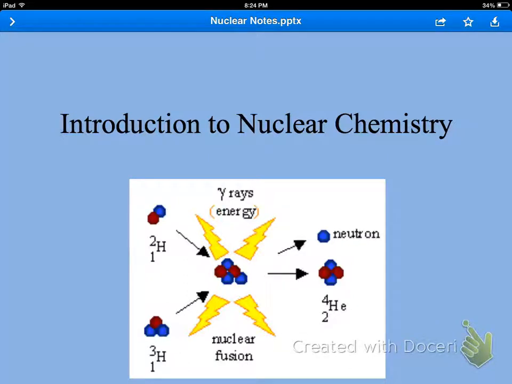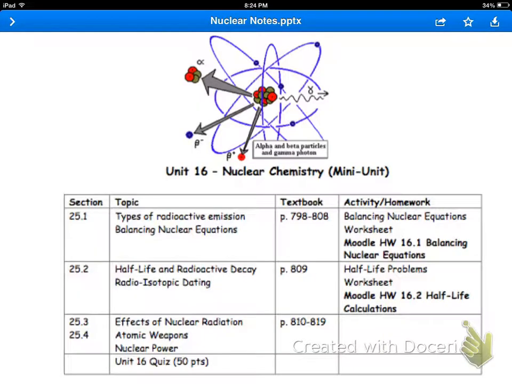This video is about an introduction to nuclear chemistry. So here's an overview of what we're going to study in this small mini unit for nuclear chemistry. In this introductory video we'll talk about what is nuclear chemistry, and then we'll talk about how to write and balance nuclear reactions and what they are, and then a little bit about half-life and radioactivity, and then some information about nuclear weapons and other uses of nuclear radiation.